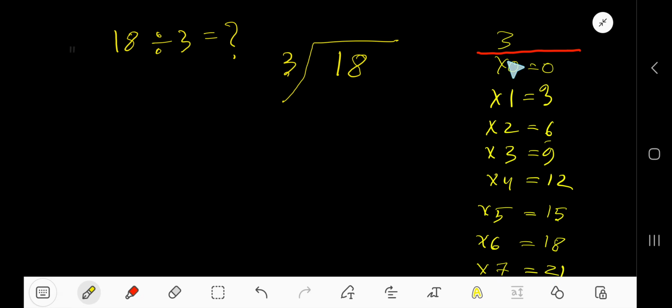To find the multiplication table of 3, just add 3 to the previous step. 0 plus 3 is 3, 3 plus 3 is 6, 6 plus 3 is 9, 9 plus 3 is 12, 12 plus 3 is 15, 15 plus 3 is 18. Okay, 3 goes into this 1 how many times?